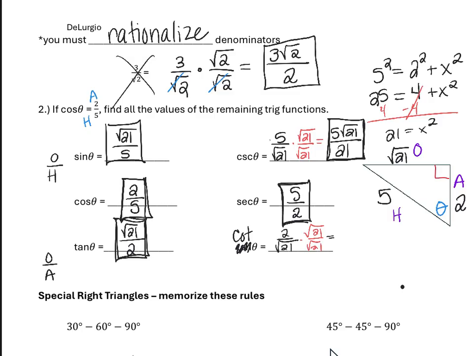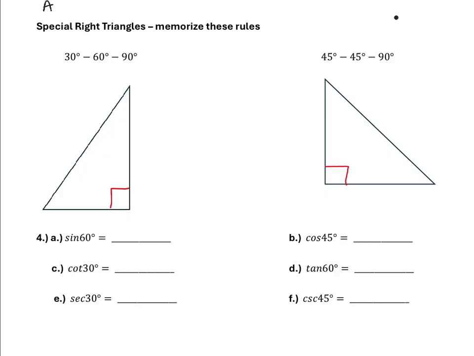So cotangent is going to be 2 root 21 over 21. I'm going to change this slightly. I'm going to change number 4 because I don't love it. But you need to have memorized the rules about special right triangles and the relationships of the sides of special right triangles to their angle measurements because they all follow this pattern.